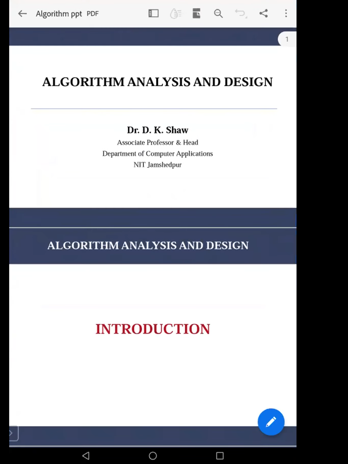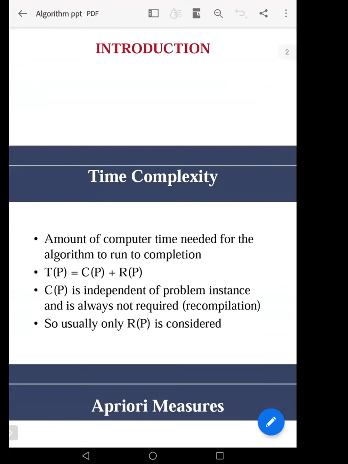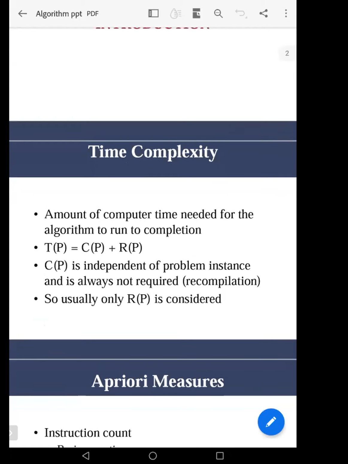This is the time complexity. We start with time because it is the very basic step of analyzing an algorithm. Time complexity is basically the amount of computer time needed for the algorithm to run to completion. So it is T(P) equal to C(P) plus R(P). But C(P) is the compile time, independent of the problem instance, and is not required for its completion, and so usually only R(P) is considered.